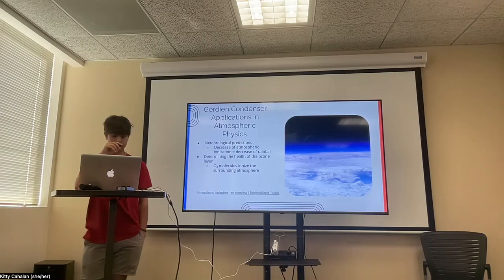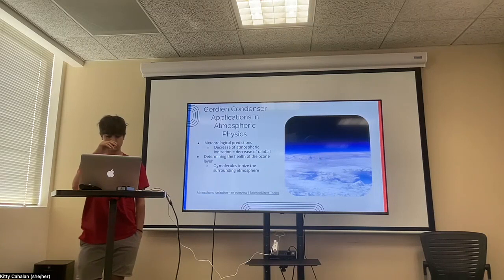For the first one, a decrease of atmospheric ionization leads to a decrease of total cloudiness and a decrease of atmospheric turbulence, altogether with an increase in isobaric levels, which are surfaces of the atmosphere where the pressure is equal along a surface. And as a result, since the decrease in ionization leads to a decrease of cloudiness and an increase in isobaric levels, you can expect a decrease in rainfall when you see a decrease in air ionization. So using the Gaussian condenser to determine the levels of air ions, if you see a decrease in ionization, you can expect a decrease in rainfall at that point.